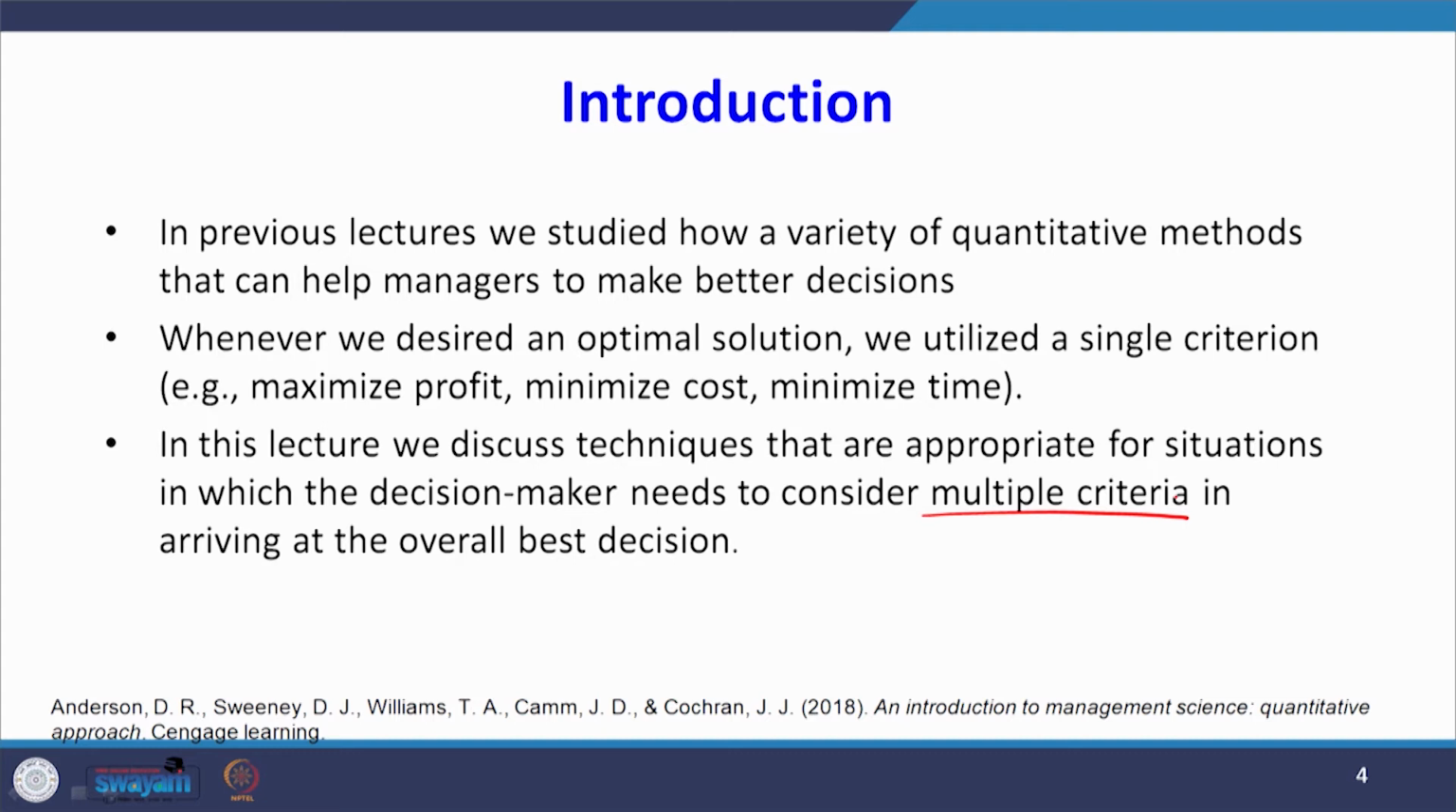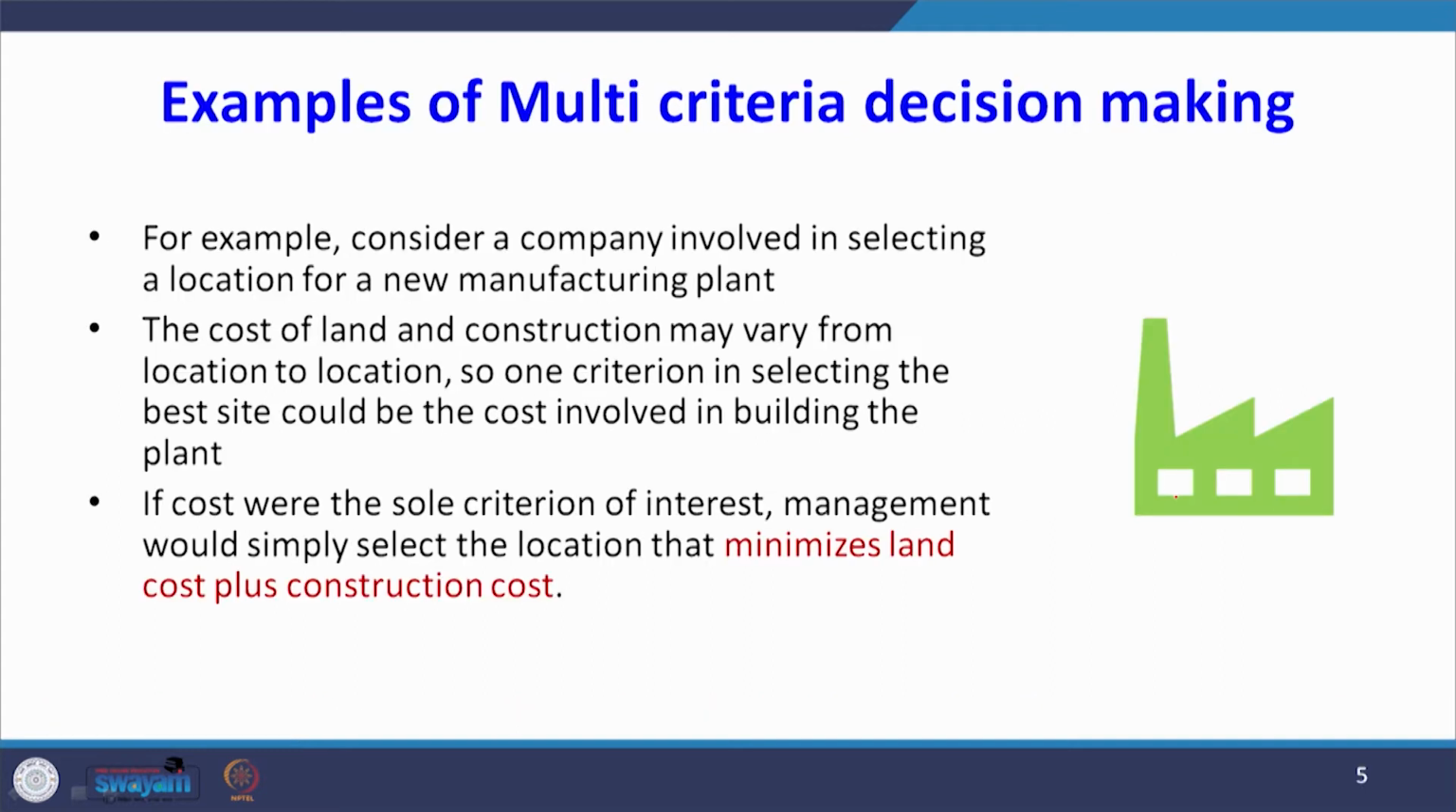Dear students, in real life, decision making is not done with only one criterion. So, we may come across multiple criteria. If there are multiple criteria, how do we make the decision? That is what we are going to cover in this lecture. I will explain examples of multiple criteria decision making.